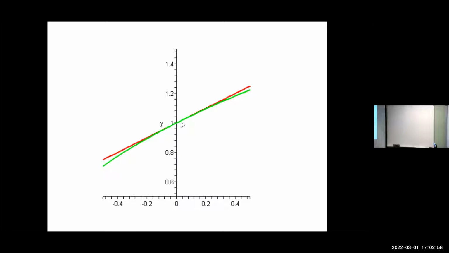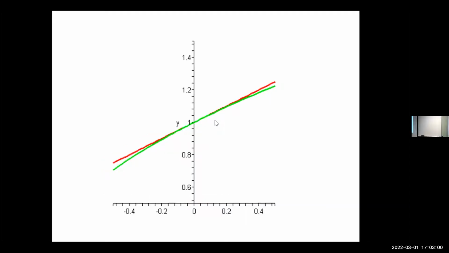Any curved graph will eventually become straight, which allows it to be differentiable. And as we zoom in, we can see that they actually become the same. Hence the term local linearity. Locally, it's linear. Locally, we can approximate it with a tangent line.